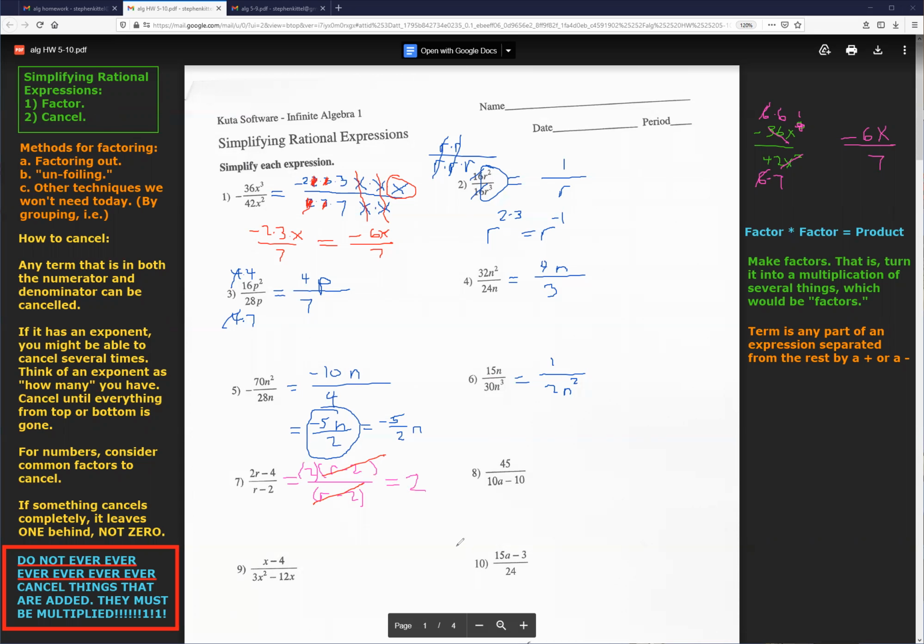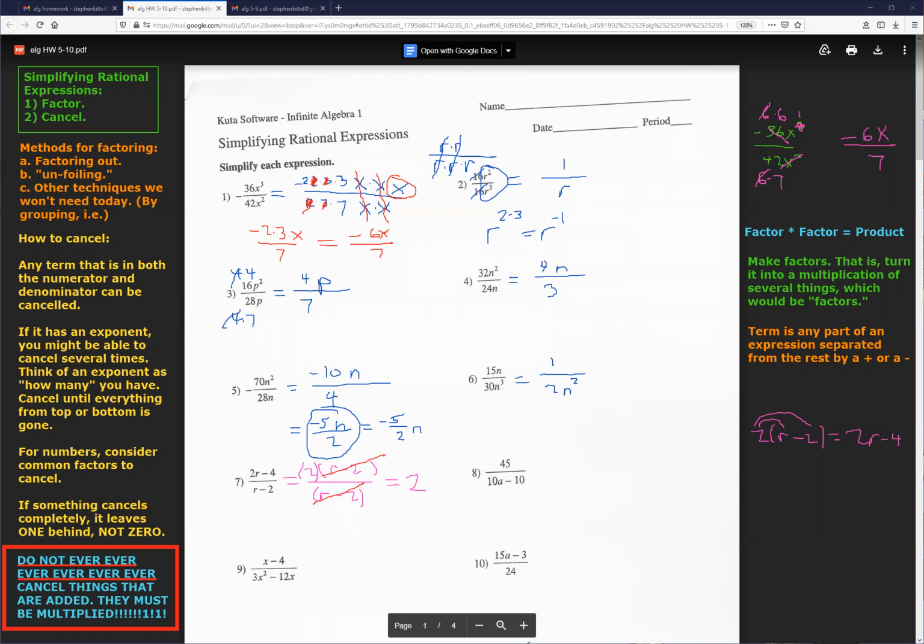Now I'm going to come back to a couple key points here. 2 times r minus 2, this is the factored form. If we were to distribute 2 times r minus 2, we're going to get 2 times r and 2 times negative 2. So 2r, 2 times negative 2 is minus 4, and that obviously puts us right back where we started. So obviously these two things are equal.